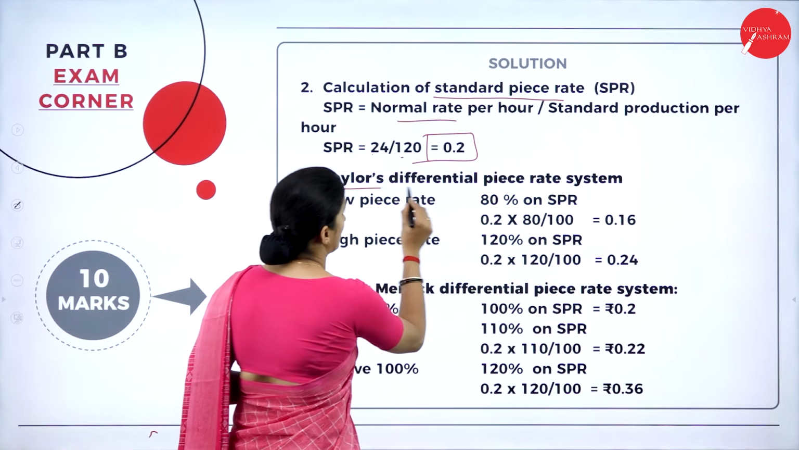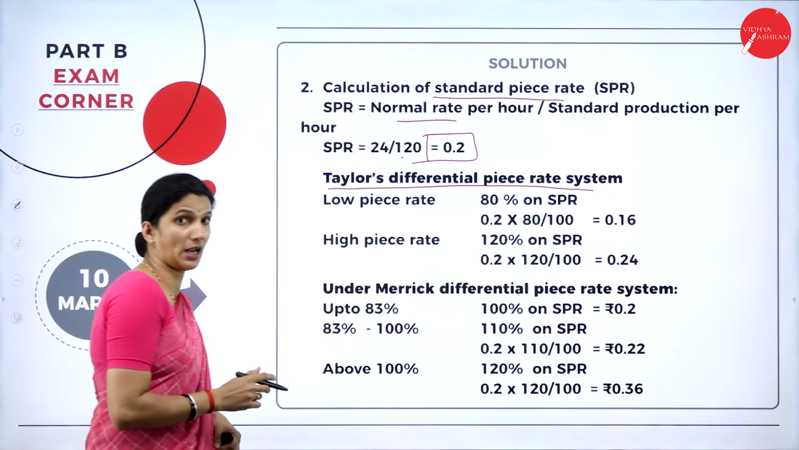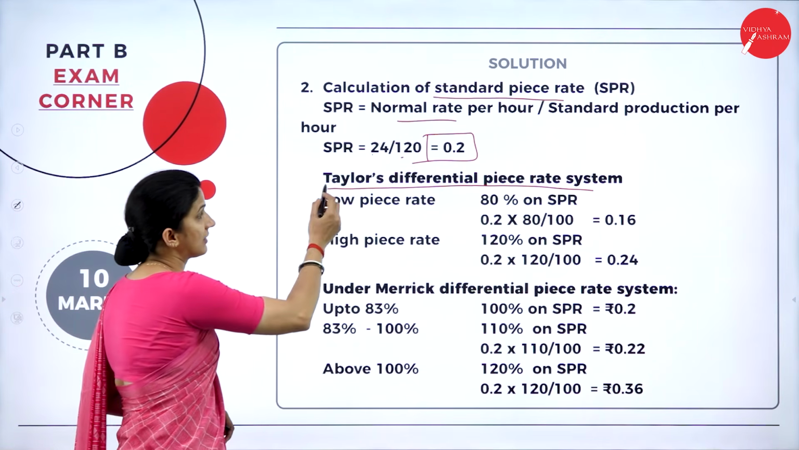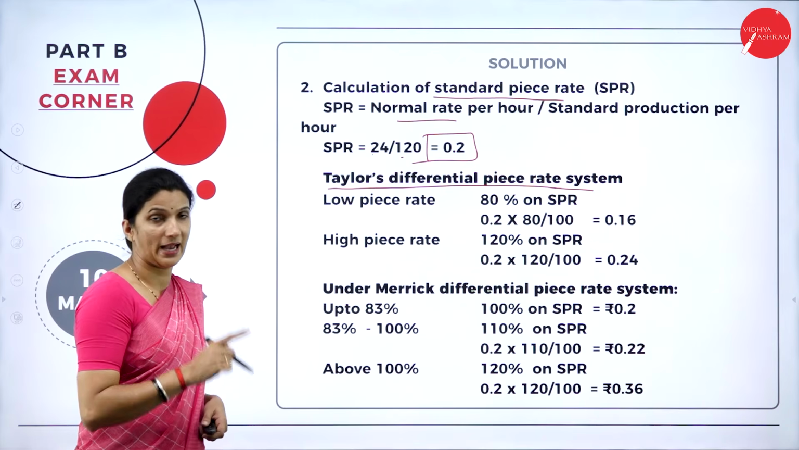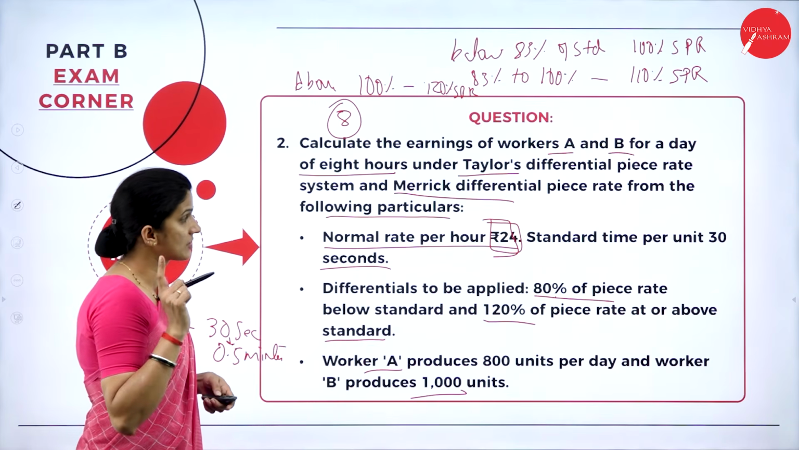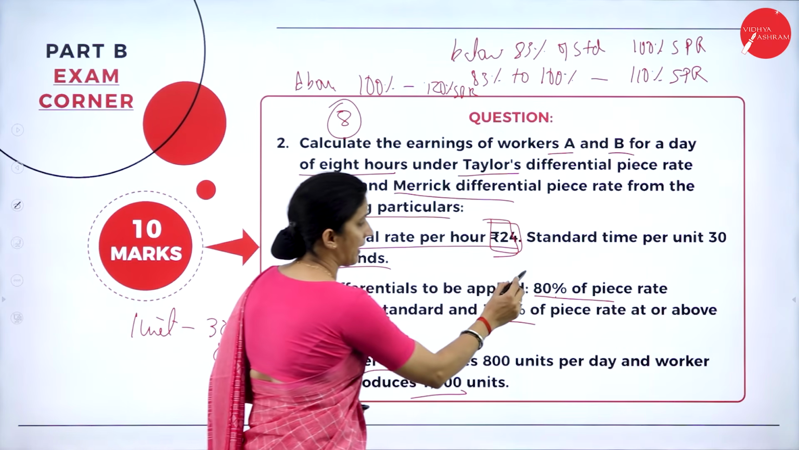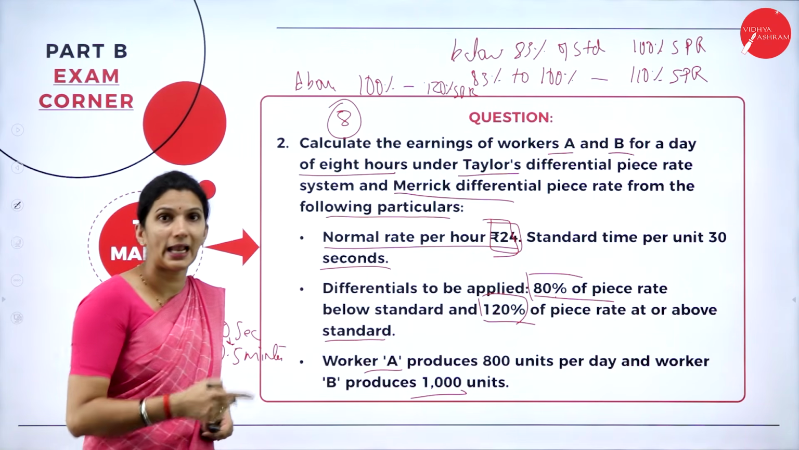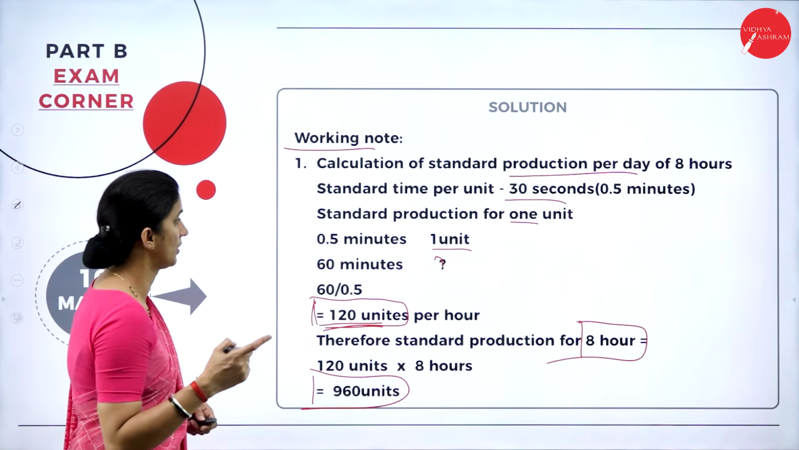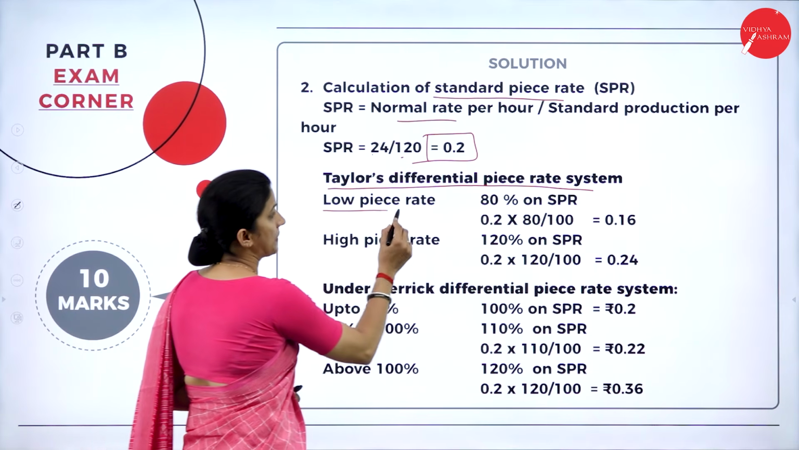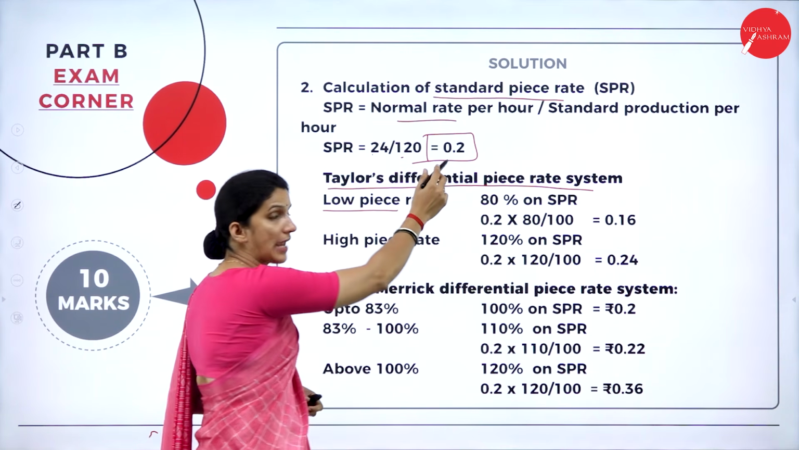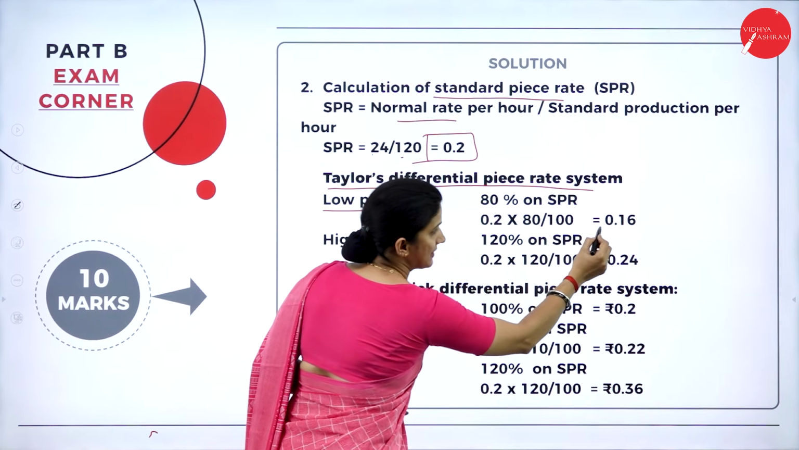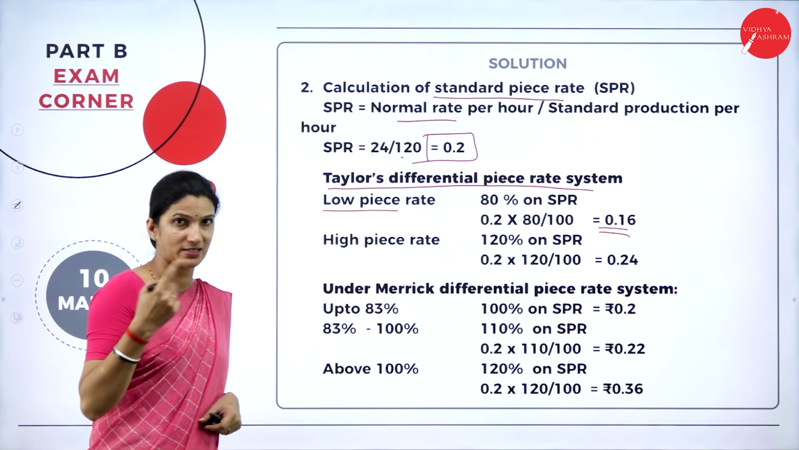Next we'll calculate the differential piece rate under Taylor and under Merrick. First, under Taylor. He says the differentials to be applied are 80% and 120%. That is for Taylor's differential piece rate. For the low piece rate, it is 80% of the standard piece rate, that is 80% into 0.2. His low piece rate is 0.16.